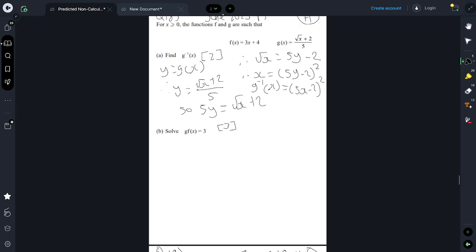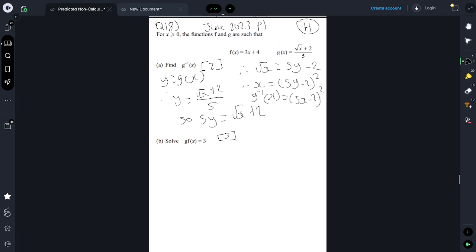Okay, for part B then. Solve gf of x equals 3. Bear in mind, you must remember this is a composite function, so we're substituting one function into another. This is saying g of f of x. There's a missing bracket there for g. This is not saying g of x times f of x; that's not the same thing.